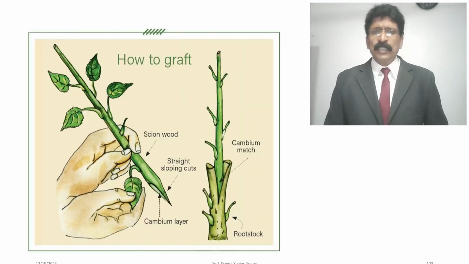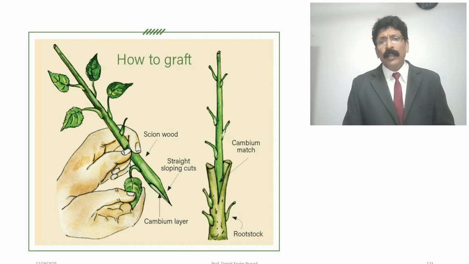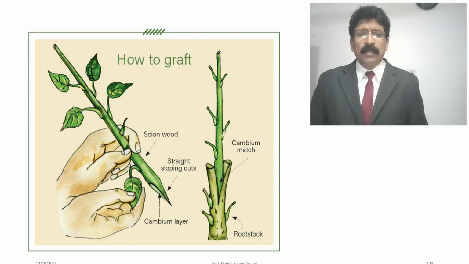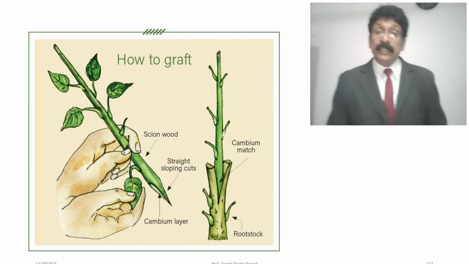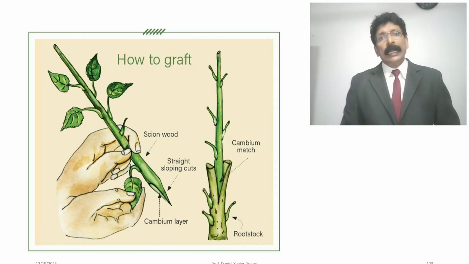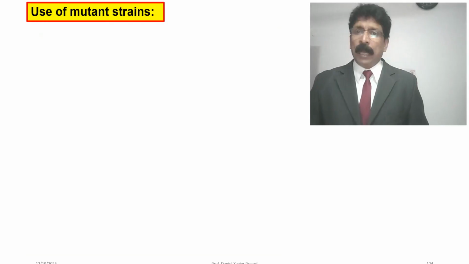So this is how the grafting of the scion wood and the cambium matches, how the straight sharp cambium part should be inserted and it will be locked. There are many supplements available in the market which can support this grafting.